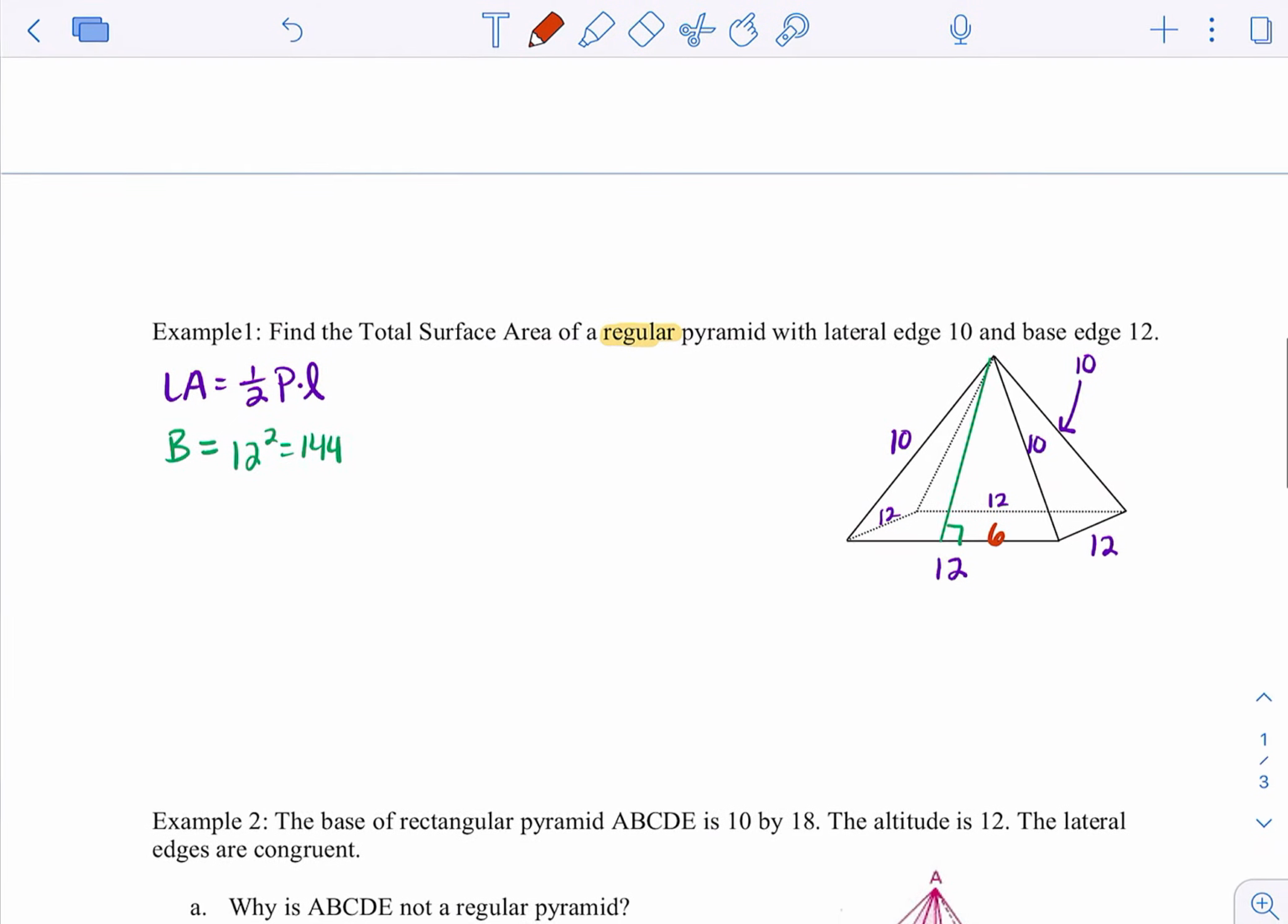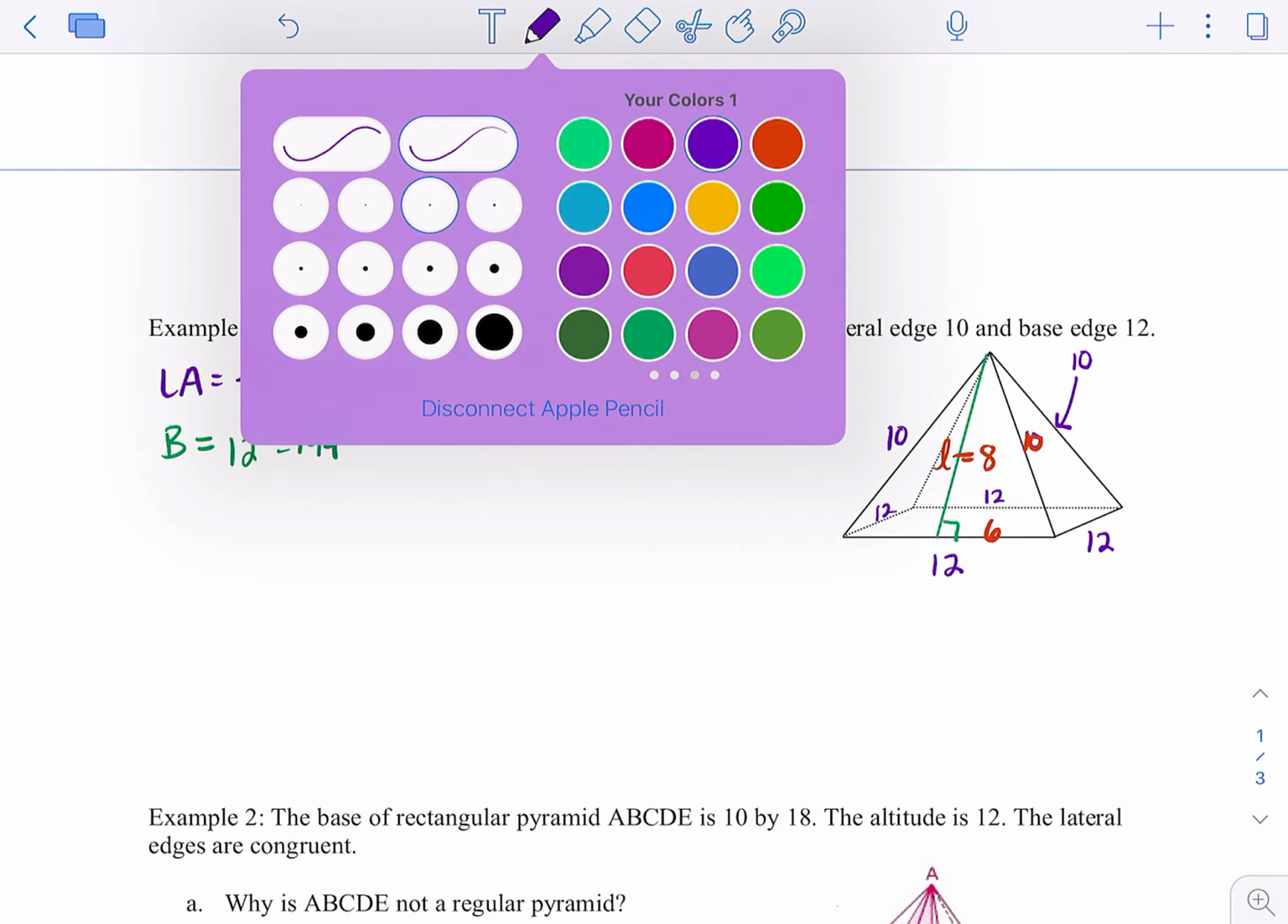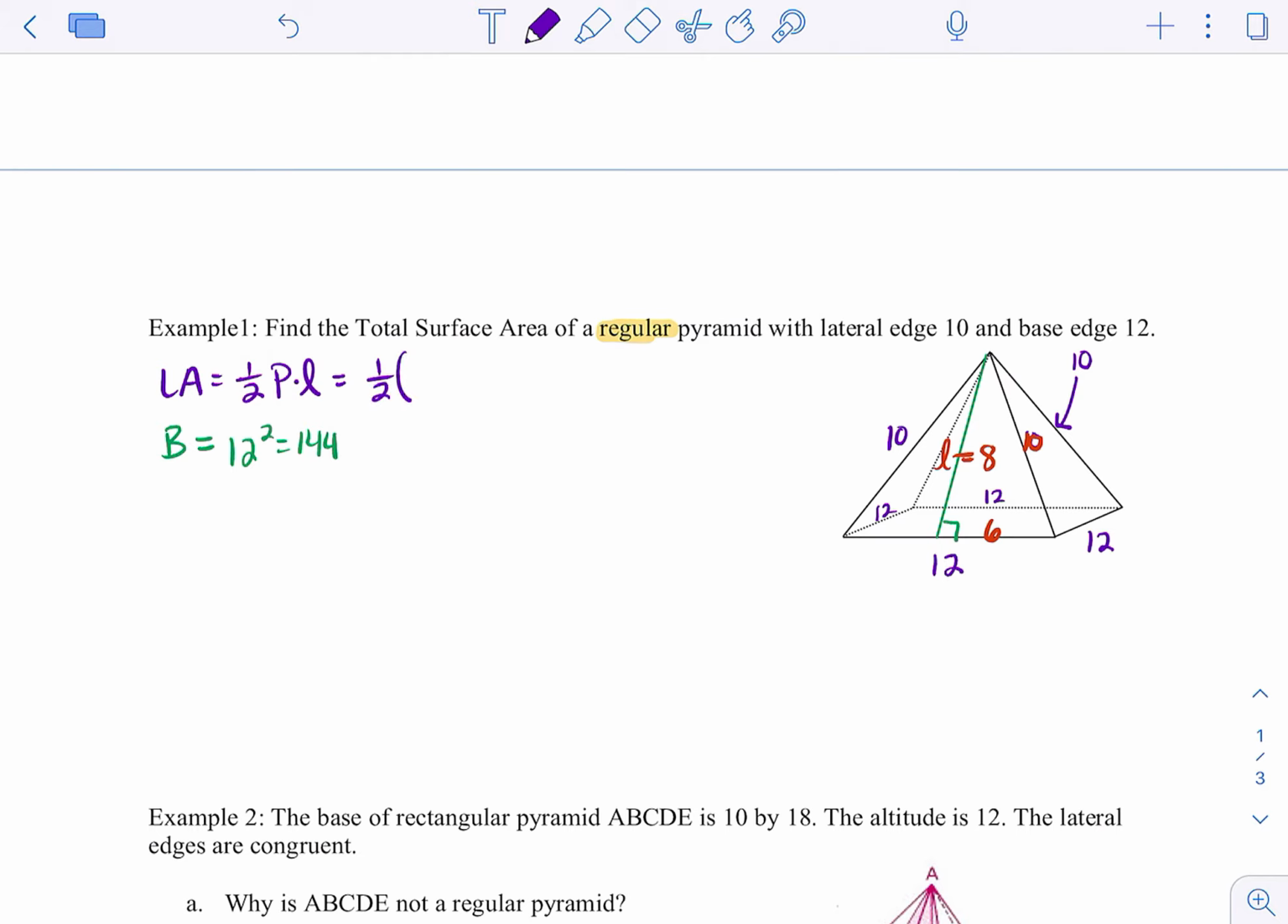So that makes this a triangle with a hypotenuse of 10, a leg of 6, and then we could do the Pythagorean theorem to find L here, or we could use a triple. It is a 3, 4, 5 triangle, so that would make the slant height L come out to be 8. So now when we go to put that into our formula, that makes this half of the perimeter. We have 4 sides that are 12, so the perimeter is 48, and then times a slant height of 8.